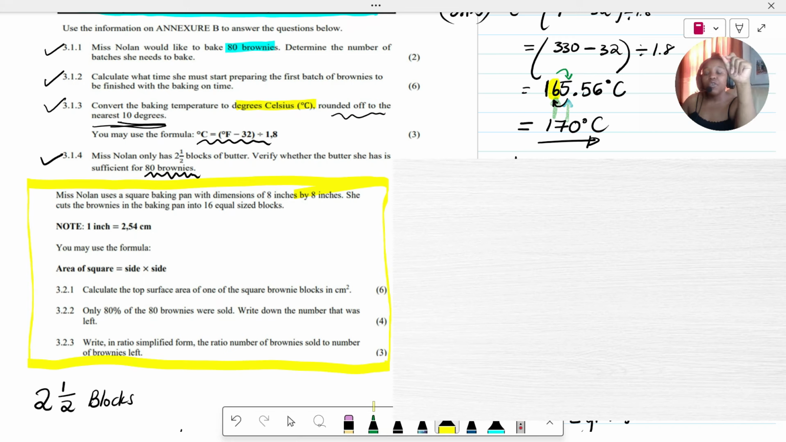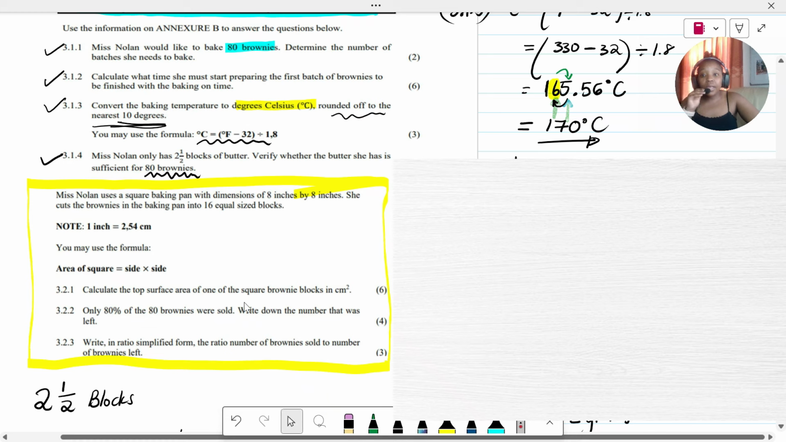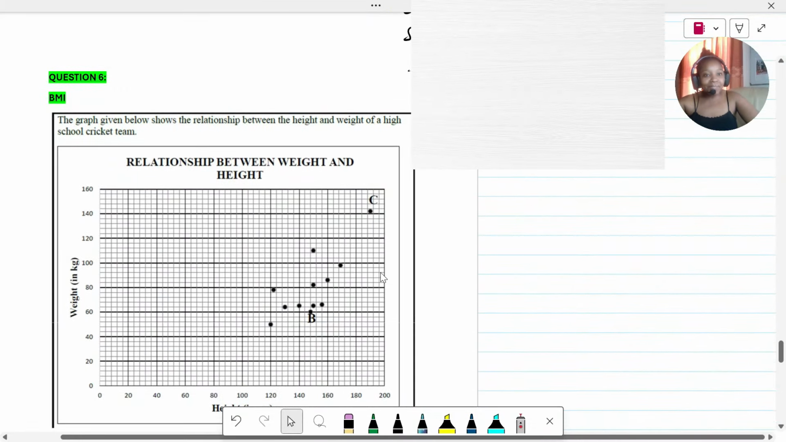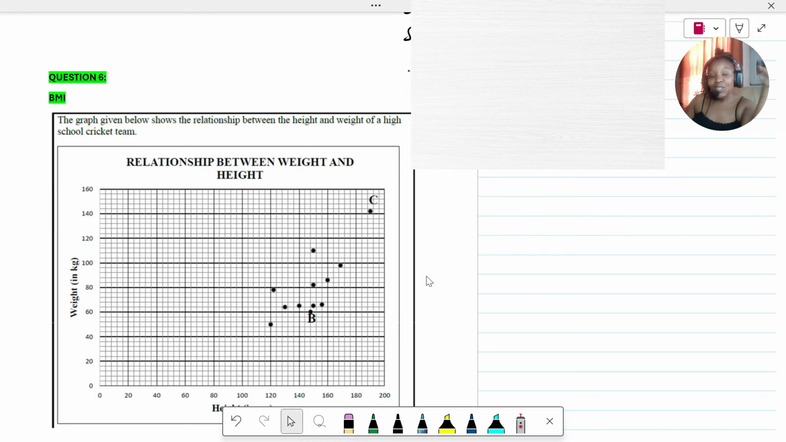Let's think. Write in ratio, simplified form, the ratio of the number of brownies sold to the number of brownies left. So we're going to be looking at ratios in the next one, surface area, working with percentages. That's the final question that incorporates ratios, surface area, and percentage calculations. Then in the next video tutorial, I'm going to be explaining BMI as well.